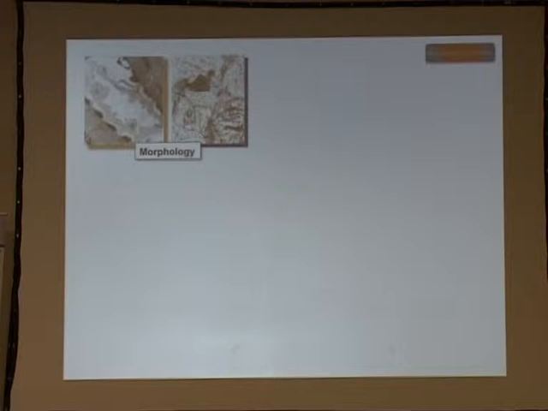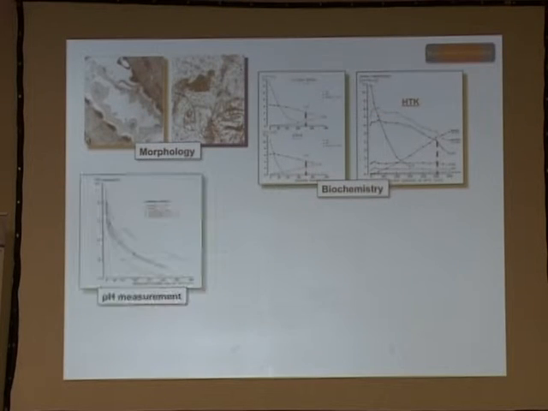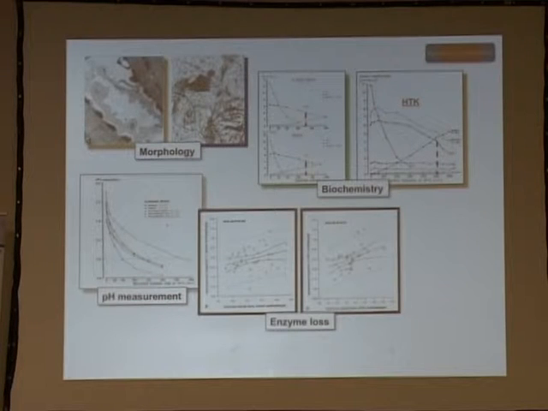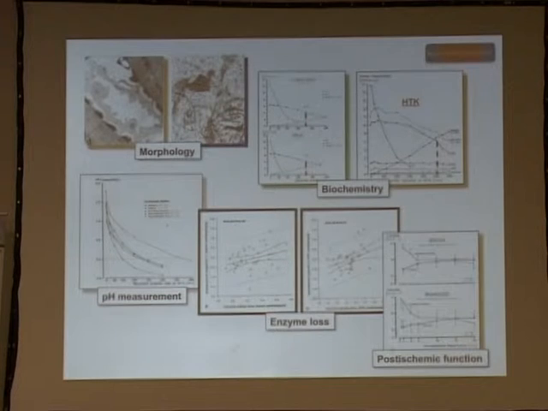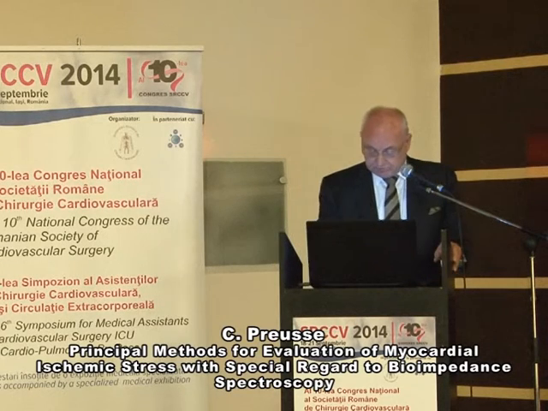To give an example, these are data from different morphologies, data from different ATP evaluations, data from pH measurements, data from enzyme loss from Norway, and finally our data on post-ischemic function, comparing adults with pediatrics under clinical circumstances.